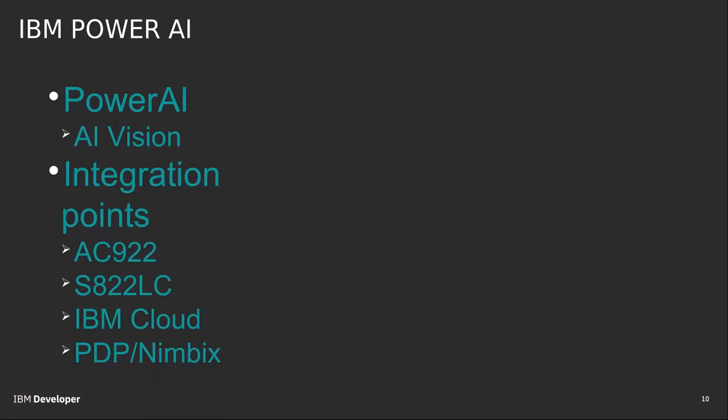So Power AI is an entire environment that's been built to make it easy to do machine learning using Linux on Power. The engine itself needs the NVIDIA GPUs, so you would probably need to get one of the AC922s or the older S822LC cloud machines. But you can also use it on IBM Cloud now. You can get into it through what was called Bluemix. There's a Power AI service, and you can use the Power Developer Platform with an implementation that goes onto the Nimbix Cloud. So I'll be using the PDP Nimbix one for the next few minutes while we do a demo of that.